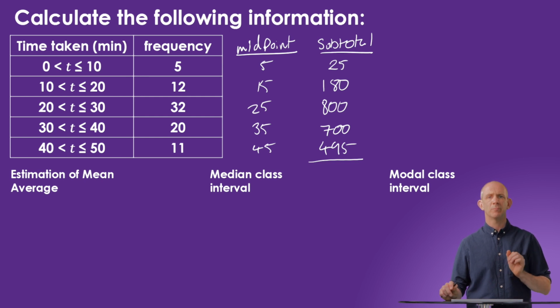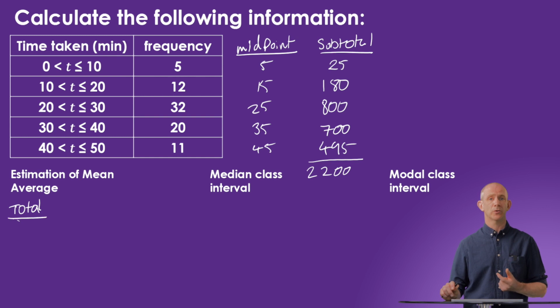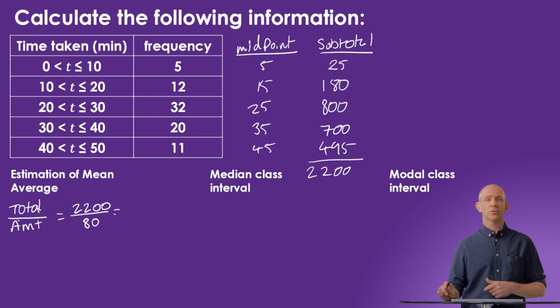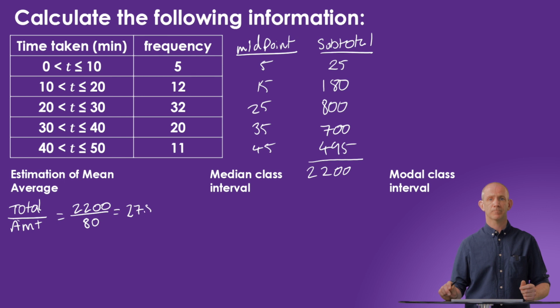We should remember that the mean is calculated by the total value of the data, 2,200 minutes, divided by the amount of pieces of data. There are 80 workers. 2,200 divided by 80 gives us 27.5 minutes. So we can say the average time they spent eating their lunch was 27.5 minutes.